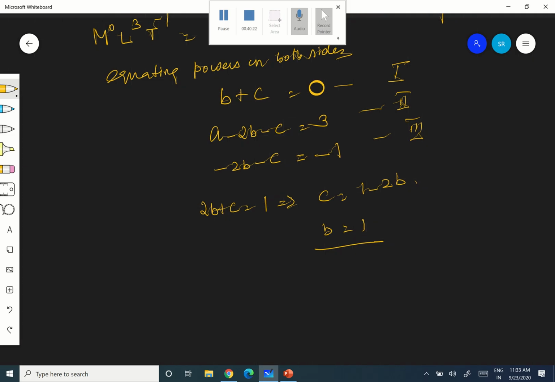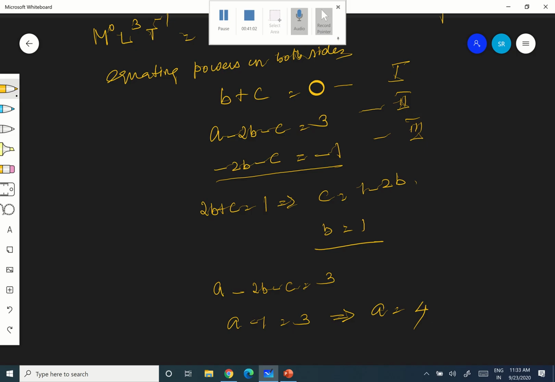Now next one, A minus 2B minus C is equal to 3. But minus 2B minus C is equal to minus 1. Therefore, you can say that A minus 1 is equal to 3. Are you following? Therefore you know A is equal to 4. Is it clear?